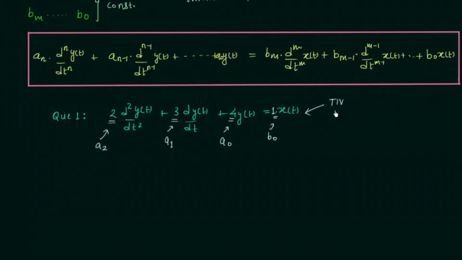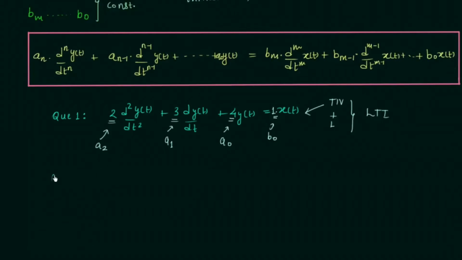And you can also see the initial condition is not given. This means the initial conditions are equal to 0 and the equation is matching the above standard equation. This means it is linear in nature. So overall we have a linear time invariant system. So this is the answer to the first question.